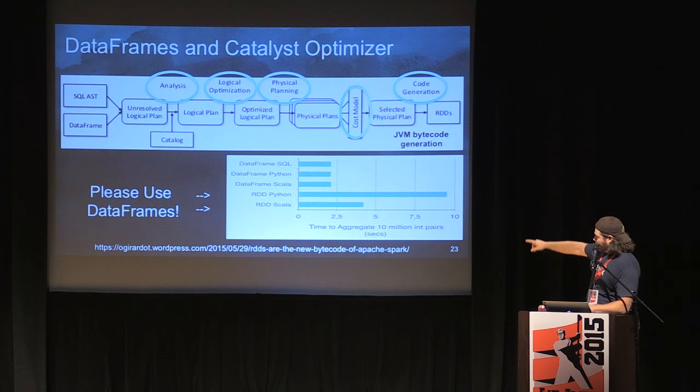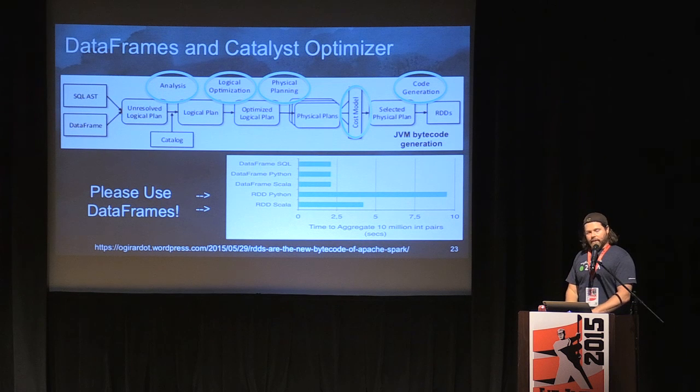The key here too is if you're writing Python, if you're writing to RDDs in Python, there's tons and tons of extra overhead because you're really pickling things back and forth between Python and the JVM. If you write to the DataFrames, it's actually going to generate bytecode for you from Python.